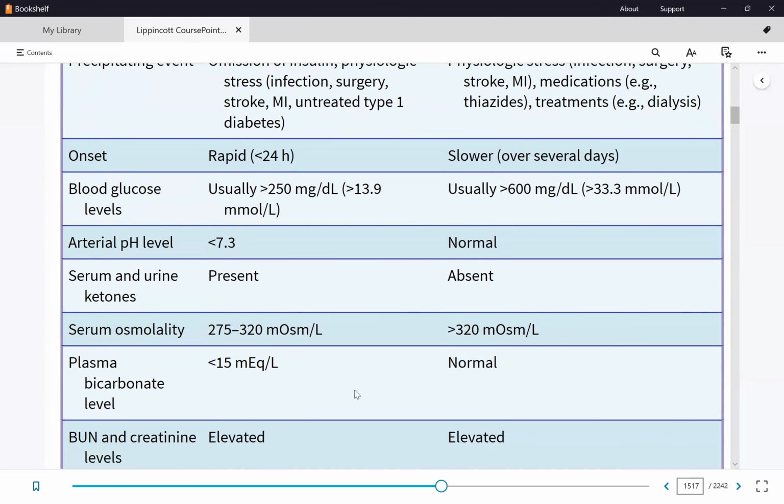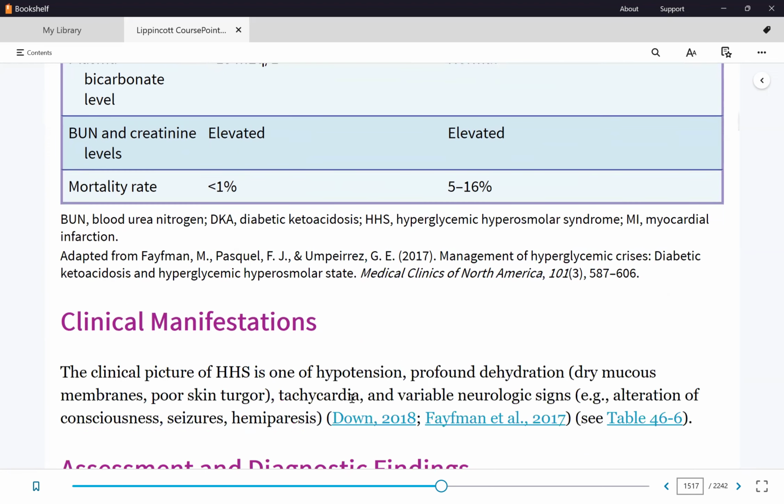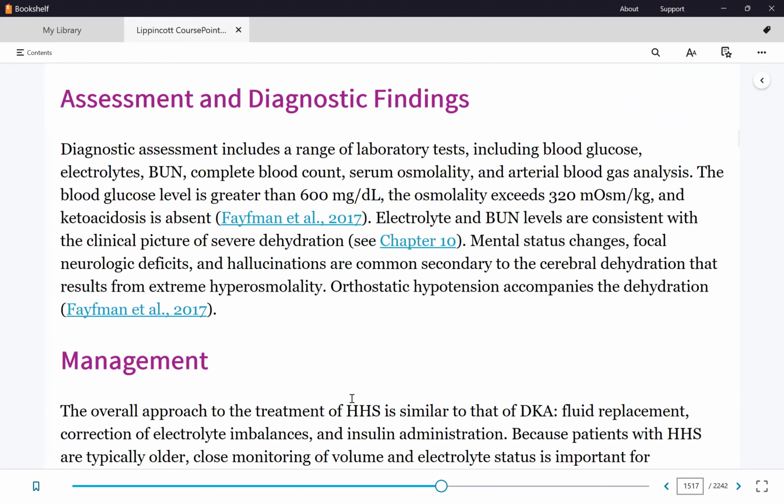Look at the sugar. So slower onset, higher sugar, normal pH, no acidosis. No ketones, because there's no ketosis. Both will have AKI. Can this cause AKI? DKA and HHS? Which type? Pre, intra, or post-renal? Pre-renal AKI. And we already discussed AKI last week, so we're not repeating that.